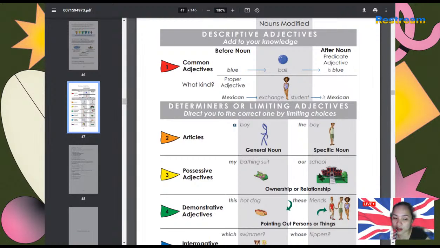So for a, we have the general noun, for example, a boy. That is a general noun. But if we are going to give the proper noun or the specific noun, we will say the boy, and then you will see who it is, right? The boy named Ben, for example. So this is Ben, if you remember him.